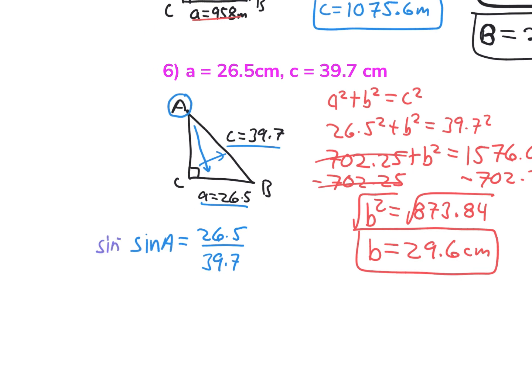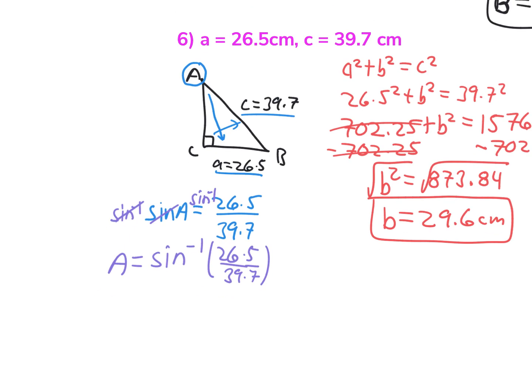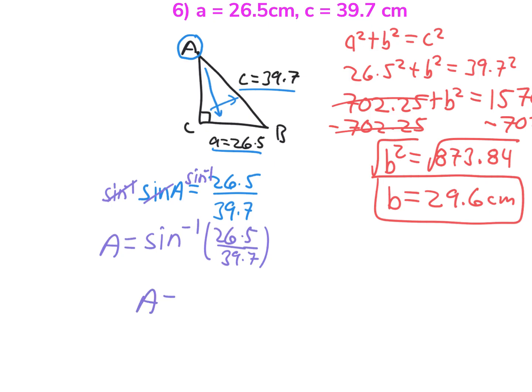Good, right? So let's do sine with the -1 on both sides. And then that gets the A by itself. So then you get A is sine inverse of 26.5 over 39.7. Again, to get the sine -1, you're going to do second sine. And it's going to be 26.5 over 39.7. And then it should get you, to the nearest tenth, 41.9 degrees.